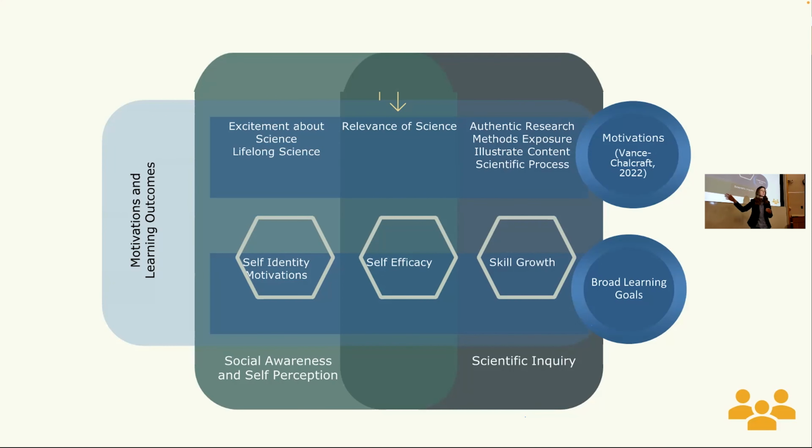So the motivations for the Vance Chalcraft paper were very diverse, but both evaluations and motivations generally fell into two broad categories: social awareness and self-perception, and then scientific inquiry. I broke these broad groups down into three and identified them as my learning goals or learning outcomes for this project. And so these were self-identity and motivations, self-efficacy, and skill growth.